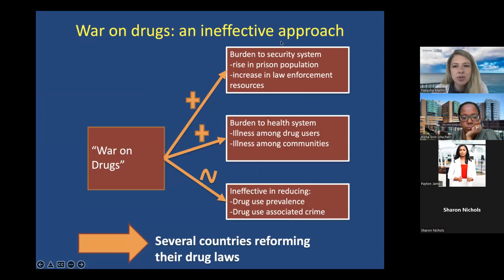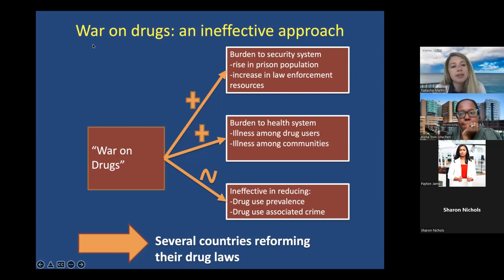And much of this is due to laws and criminalization of drug use that create the environment for these police interactions to happen. The war on drugs has been known to have failed in many ways, resulting in an increase in the prison population and an increase in law enforcement resources. So it really increases the burden on both the security system and the health system, and is associated with increases in illness, both among people who use drugs and among their broader communities. And it's been ineffective in reducing the prevalence of drug use and the prevalence of drug-associated crime.